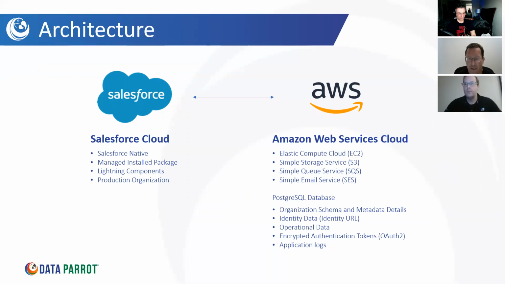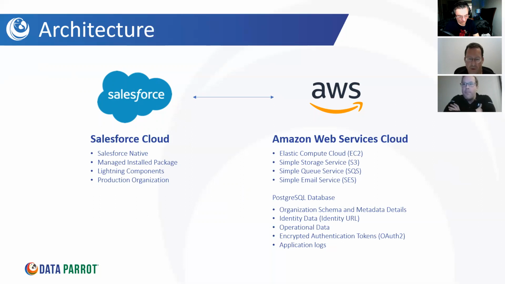We use the Elastic Compute Cloud instances. We use Simple Storage Service to store logs and files. We do metadata deployments, so we use that storage. We use a queue service to manage queues and workers. And we use Simple Email Service to send out transactional notifications.